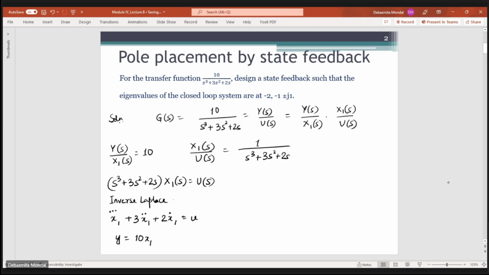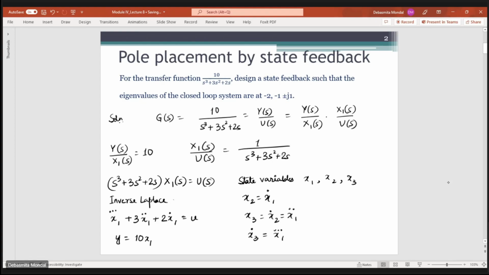So from this equation, let's say that you have selected the state variables x1, x2 and x3. Let's say that x2 is equal to x1 dot, and x3 is equal to x2 dot. So x2 dot will be nothing but x1 double dot, and x3 dot will be equal to x1 triple dot. Here you can write this third order equation in terms of three first order equations.